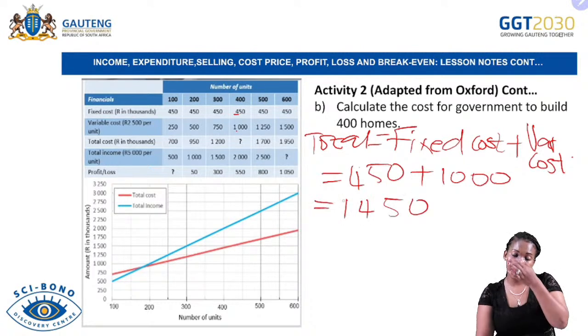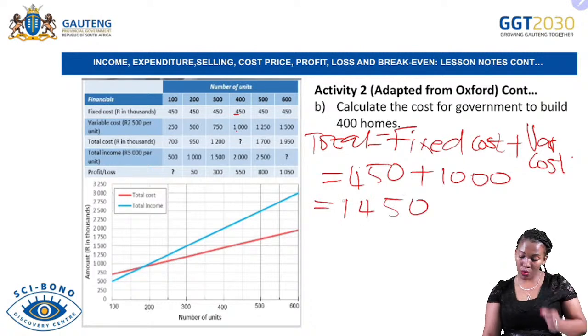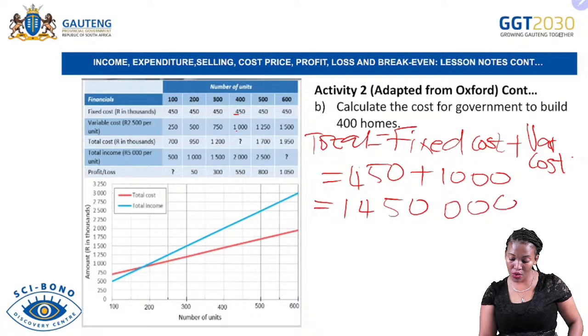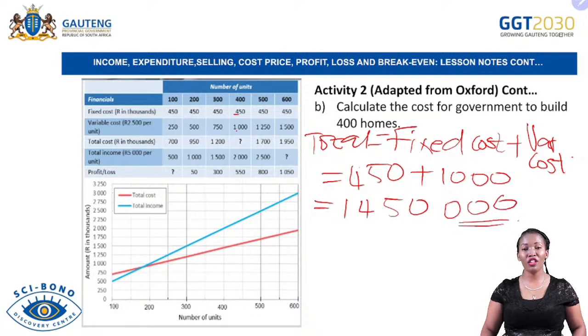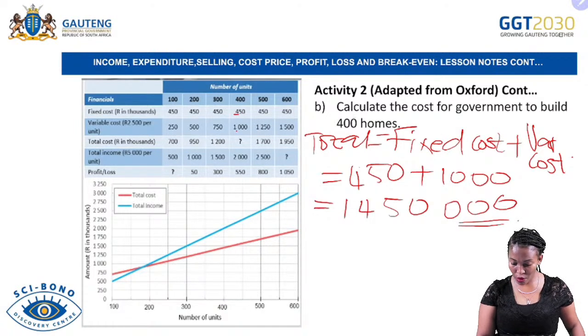So when you add, it is 1,450. But remember, whatever answer that we get, we must always include the 3 zeros, because they said all these values are in what? They are in thousands. So the answer here, the total cost for building 400 homes, is 1,450,000.